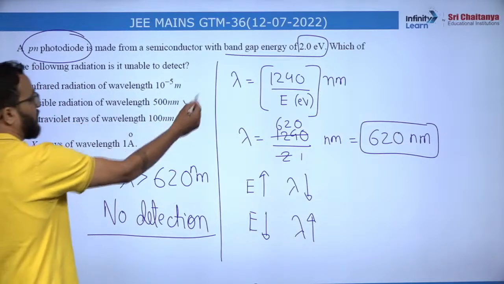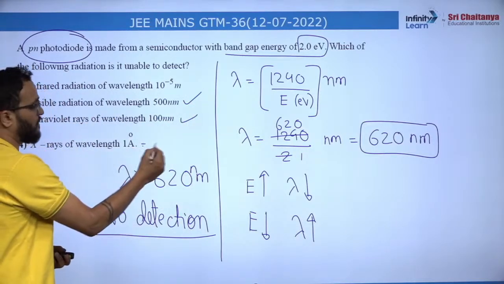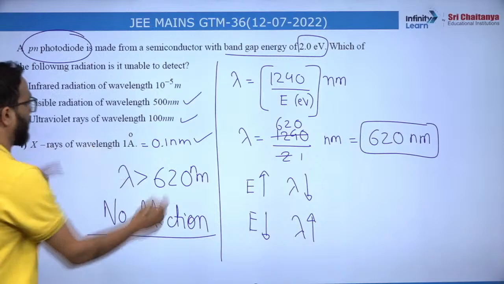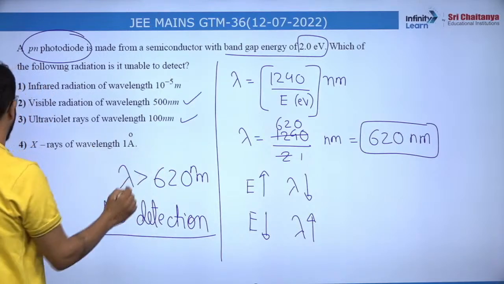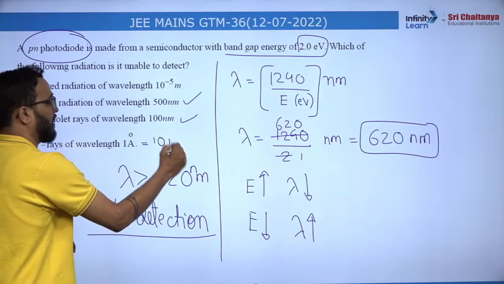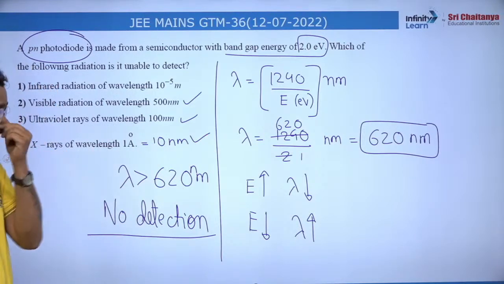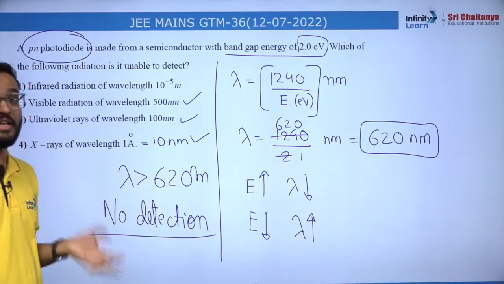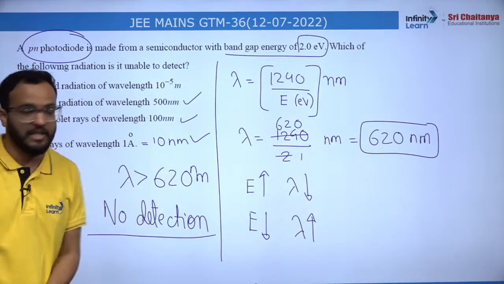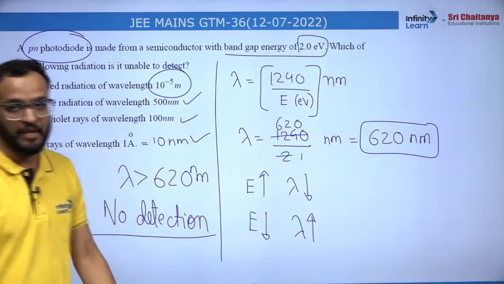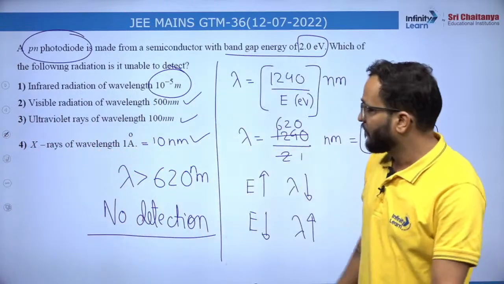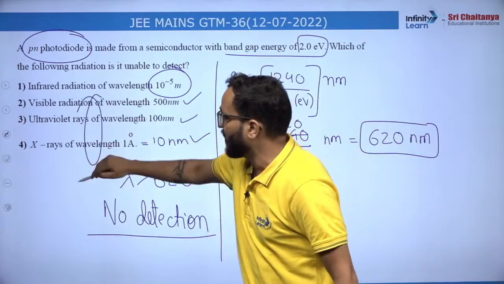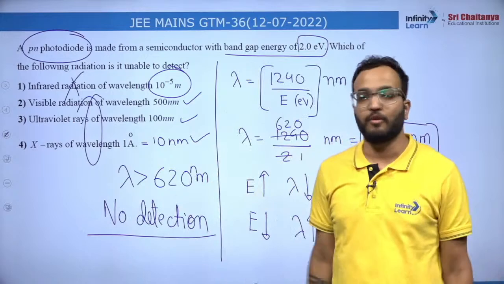500 nanometer will be detected, 100 nanometer will be detected, 1 angstrom, which is 0.1 nanometer, will be detected, because these are all less than 620 nanometer. We want the answer where the wavelength must be greater than 620 nanometer. So the first option is 10,000 nanometer, which obviously is greater than 620 nanometer and will not be detected. So these three radiations will be detected. Infrared radiation will not be detected by this photodiode.